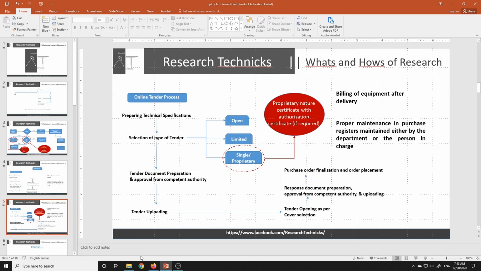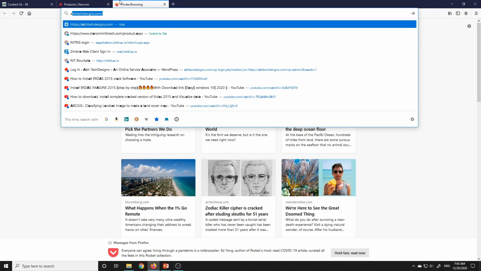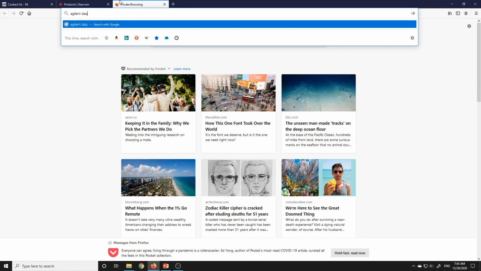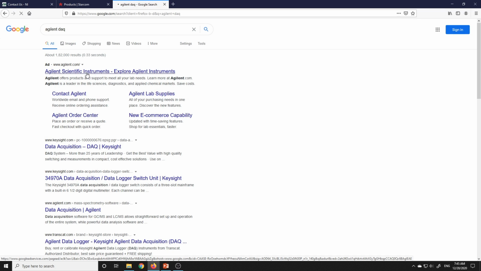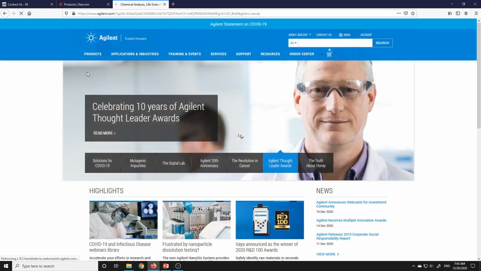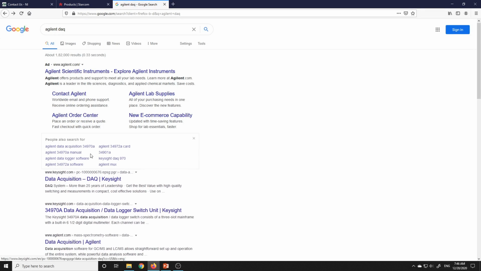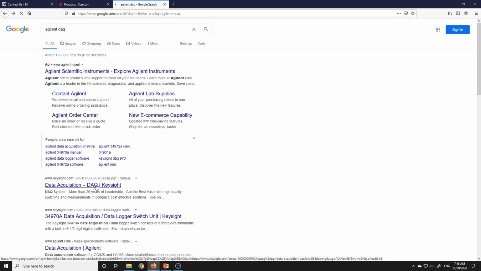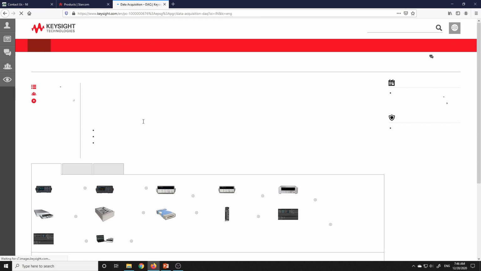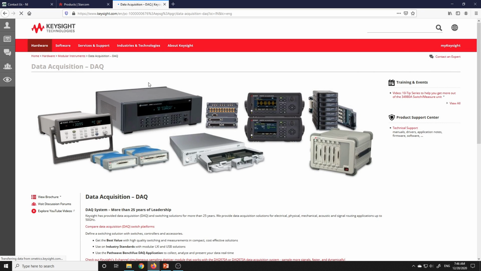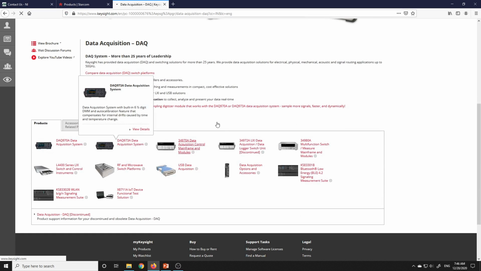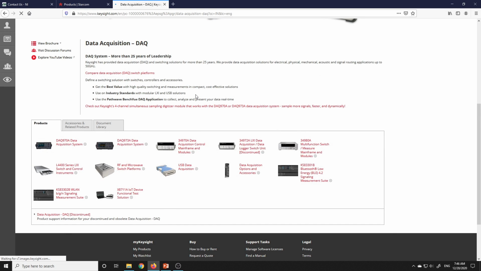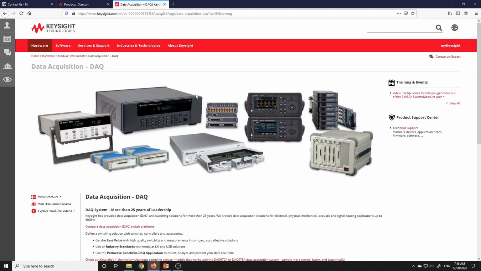Okay, and it is not limited to NI only. This data acquisition system is available from other companies too. There is another company, Agilent. They also provide this data acquisition system. Not Agilent, I think it is Keysight. Sorry, Keysight Technologies. See, data acquisition system. So from here also you can get your required product if you are looking for a data acquisition system.